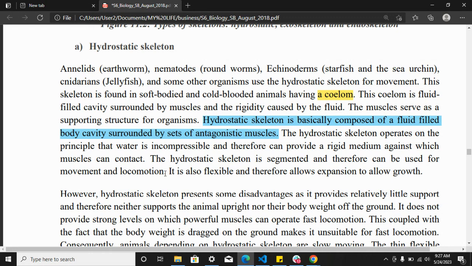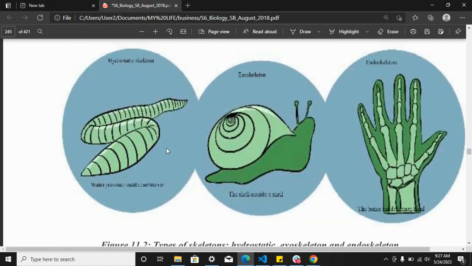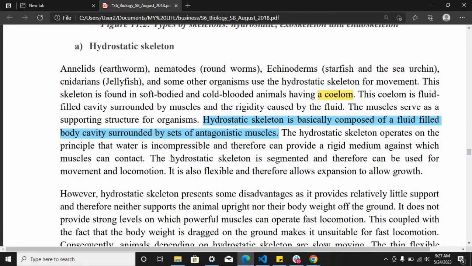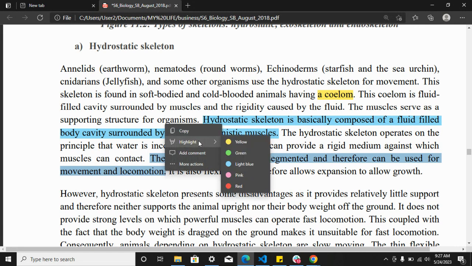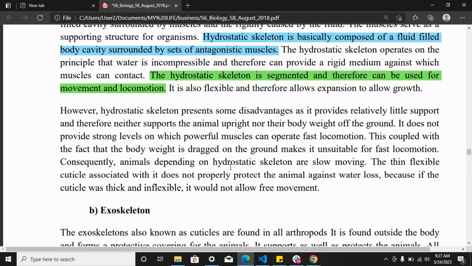Nuva ngo uburyo hydrostatic skeleton imeze ntago ari ikibodi kihurutuye igihe ifite segments. I think you can see it, zino segments, utuntu tw'uduce. Utu du segments rero tuboneka nitwo dushobora gufasha muri movement. The hydrostatic skeleton is segmented and therefore can be used for movement and locomotion. Ishobora gukoreshwa muri movement ndetse na locomotion.